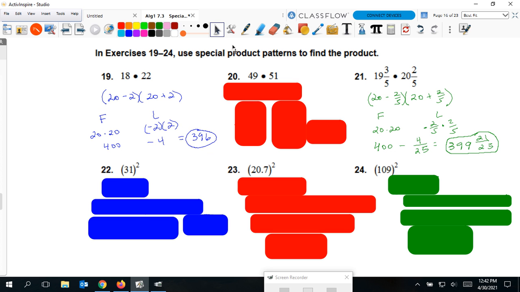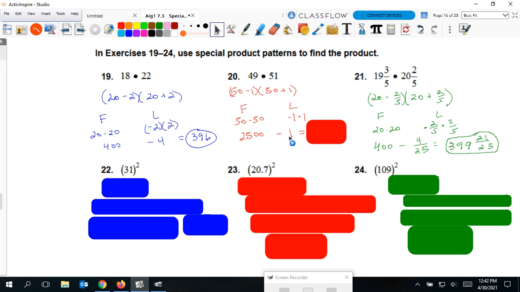Number 20: they're both 1 away from 50. 50 minus 1 is 49, and 50 plus 1 is 51. So 50 times 50 is 2,500, and 1 times 1 is minus 1. Taking 1 away gives us 2,499.